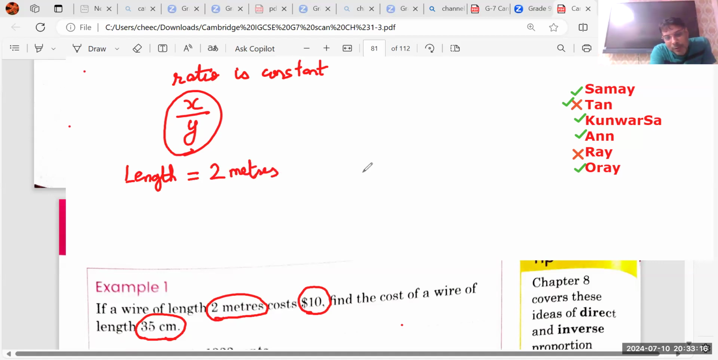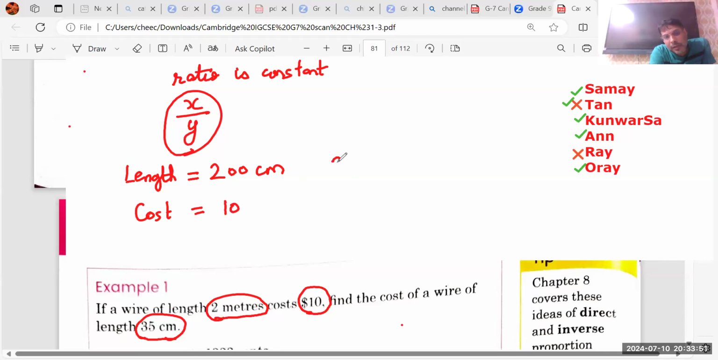So Samay, you are showing good magic, beta. And the cost is $10 for 2 meters. So next time I have 35 centimeters, of course, it will be 0.35 meters. Or conversely, I can just write this as 200. Let me write this as 200 because the units need to be same. So 200 centimeters cost will be what? It is $10. I can write 10.